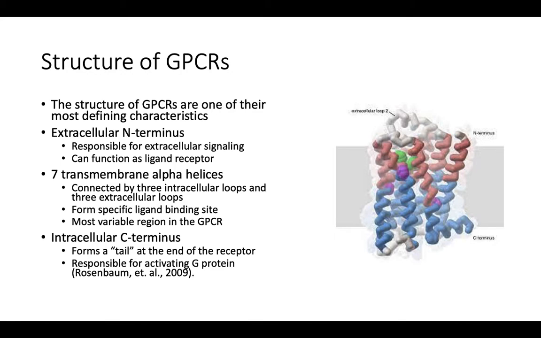Another of the really important ones, actually the namesake of the GPCR, is the 7 transmembrane alpha helices.